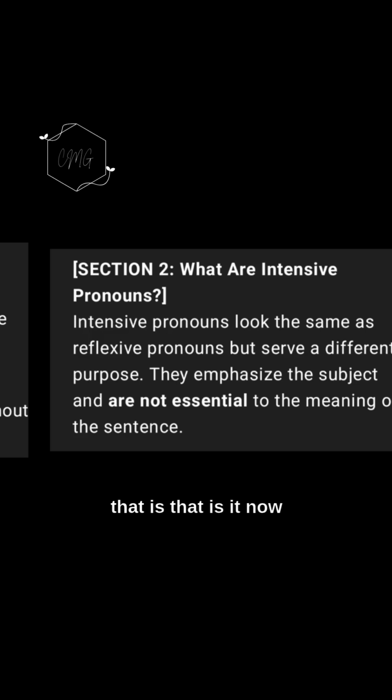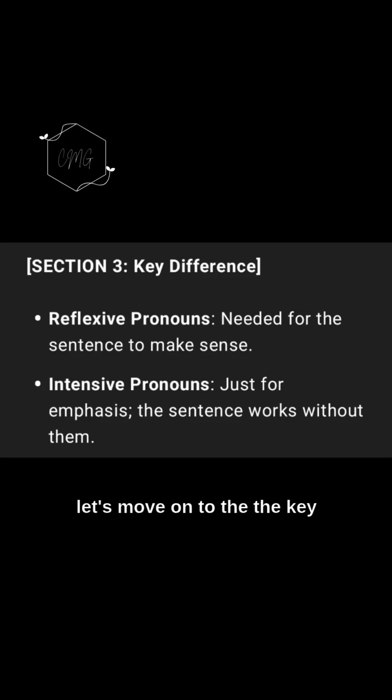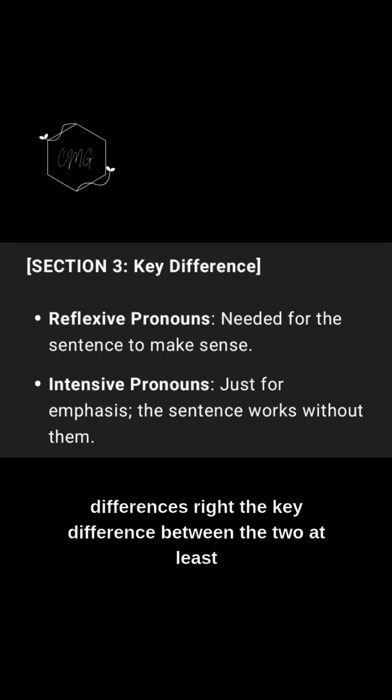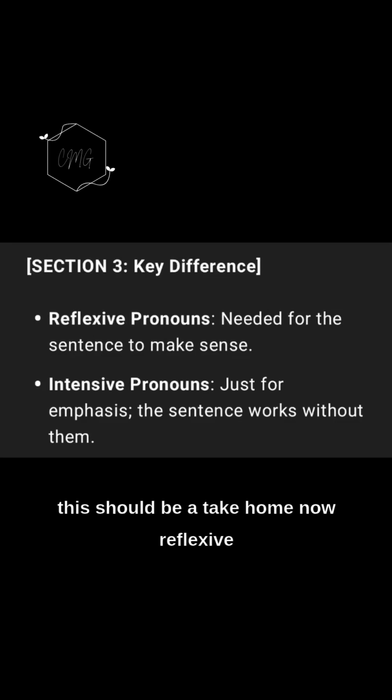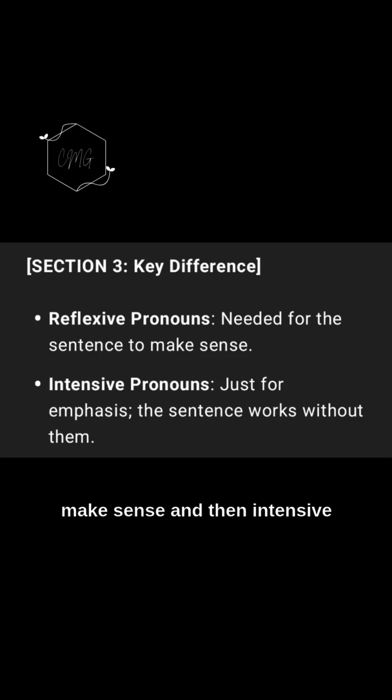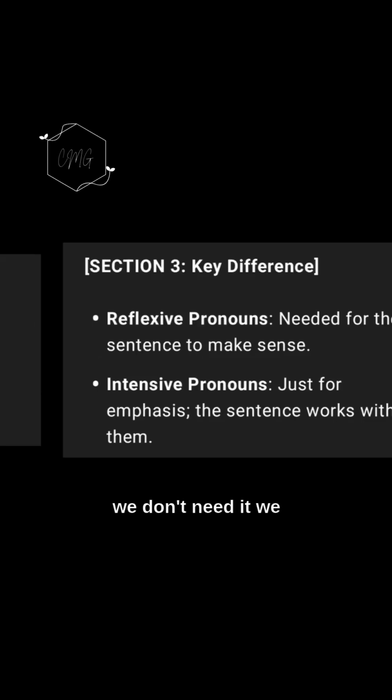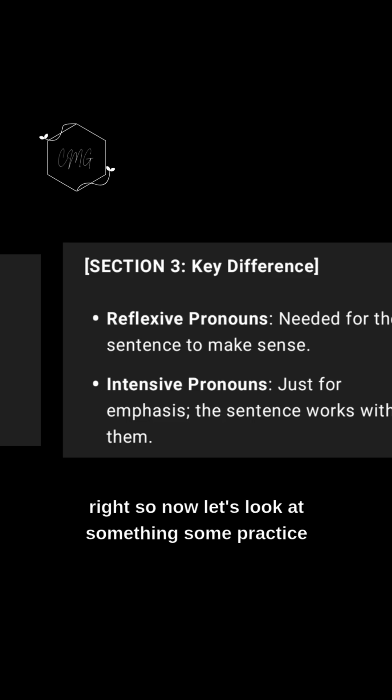So that is it. Now let's move on to the key differences, the key difference between the two. At least this should be a take-home. Reflexive pronouns are needed for the sentence to make sense. And the intensive, we don't really need it. They are just for emphasis. The sentence works without them, right?